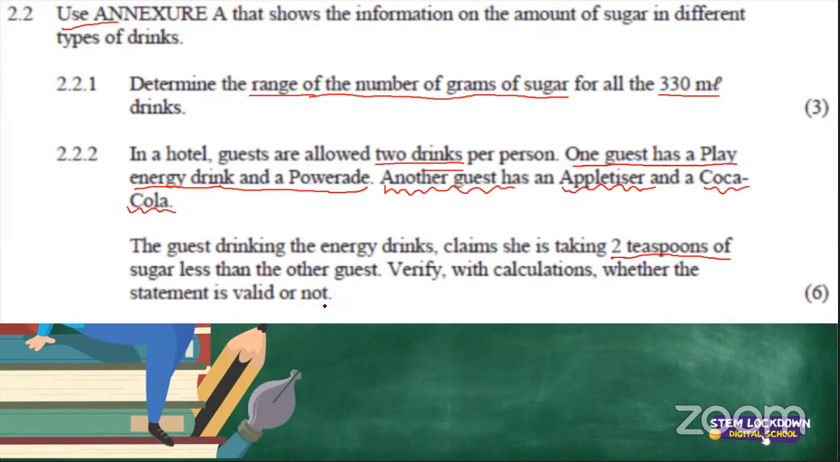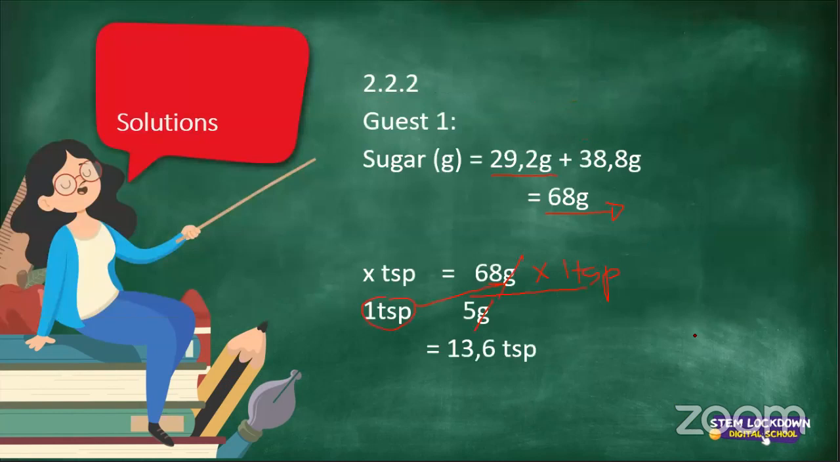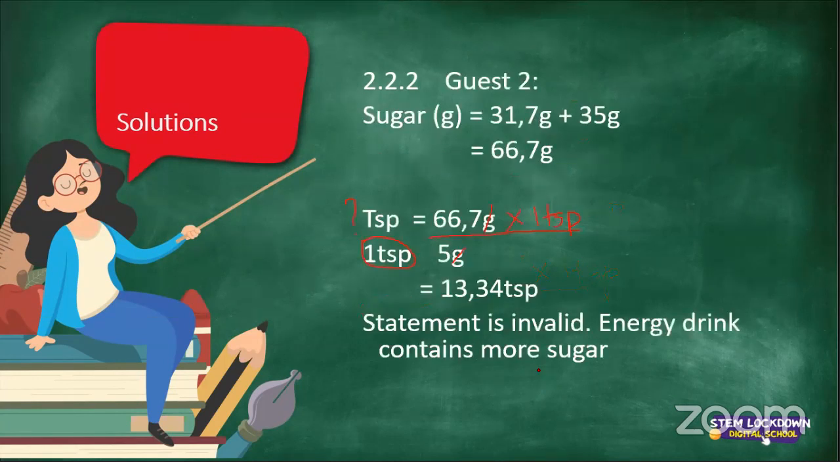So before we say it is valid, remember, guest 1 said she consumes 2 teaspoons less. So let's check for it. You can see guest 1 consumed 13.6 teaspoons against guest 2, which is 13.34. Obviously, guest 2 consumes fewer teaspoons, so the statement is invalid. Energy drinks contain more sugar. So 6 marks, easy 6 marks. Just remember your units and remember to tell me whether a statement is valid or not valid. So that is number one.